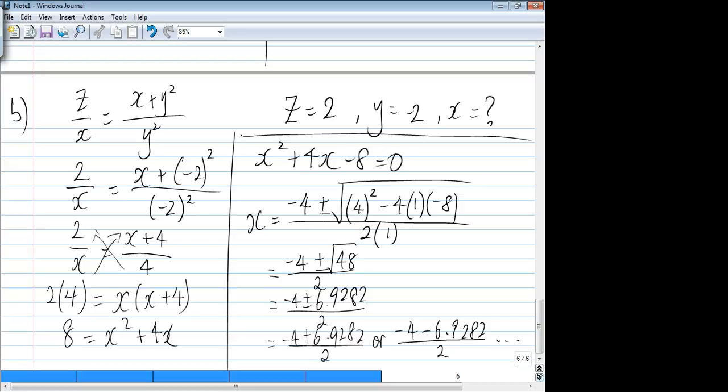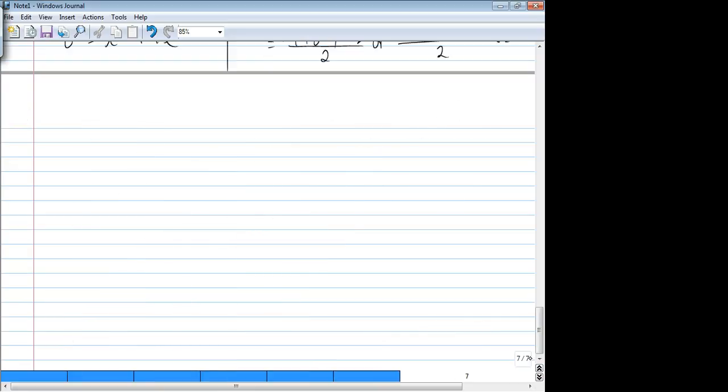Final question, number 15. A. A cyclist cycled from X to Y at an average speed of x kilometers per hour. Write an expression for number of hours taken to travel from X to Y. Now this is a speed, time, distance question.